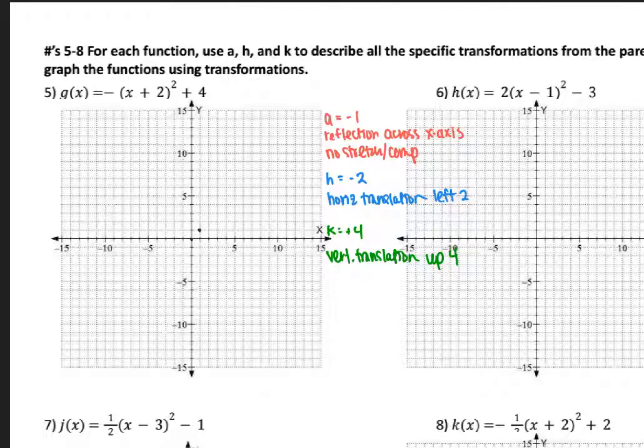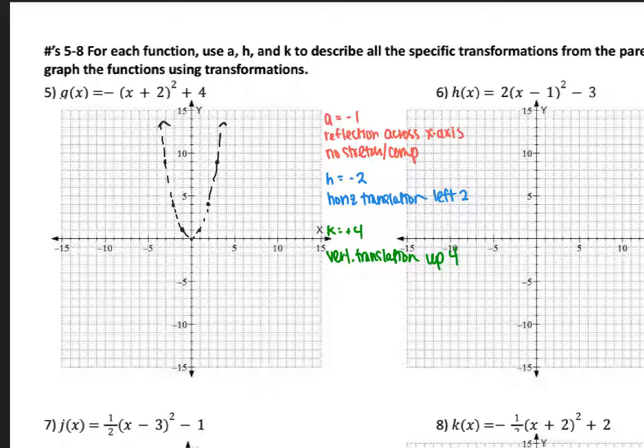So I'm going to go ahead and plot my parent function. Remember the pattern is over 1, up 1, over 2, up 4, and over 3, up 9. We can continue going on if we wanted, but that would take us off the graph. So I'm just going to use a dotted line to show our parent function because we're doing our transformations in relation to our parent function.